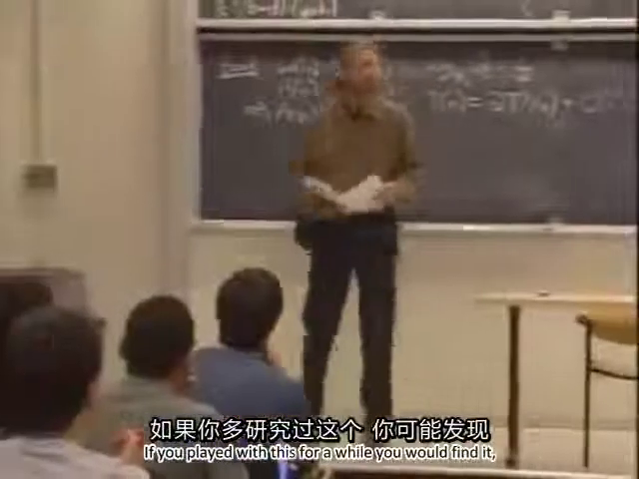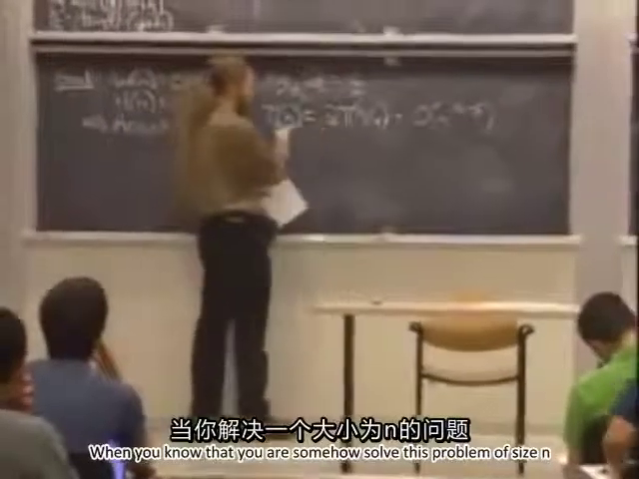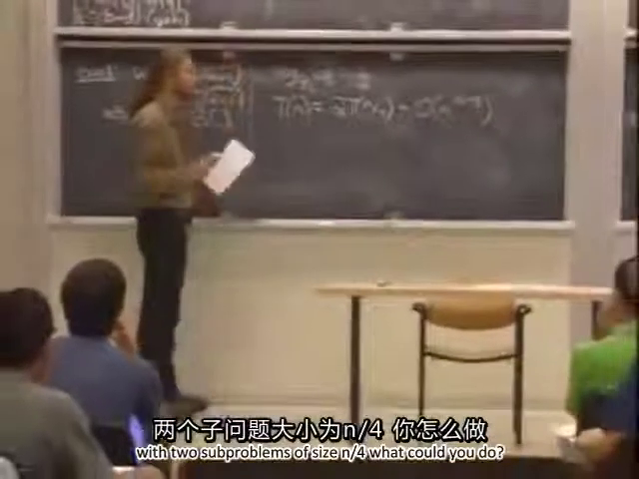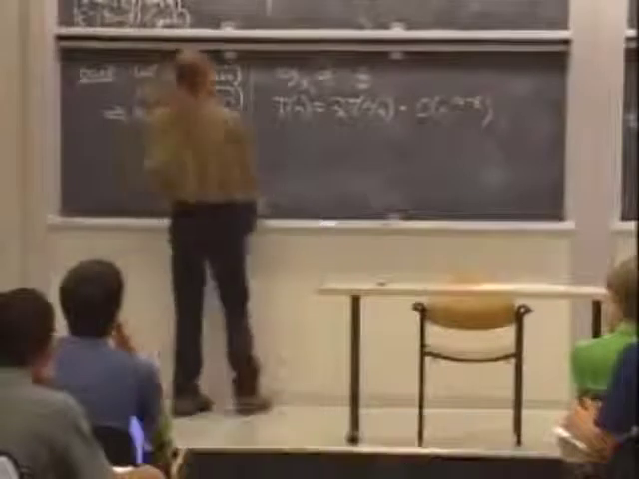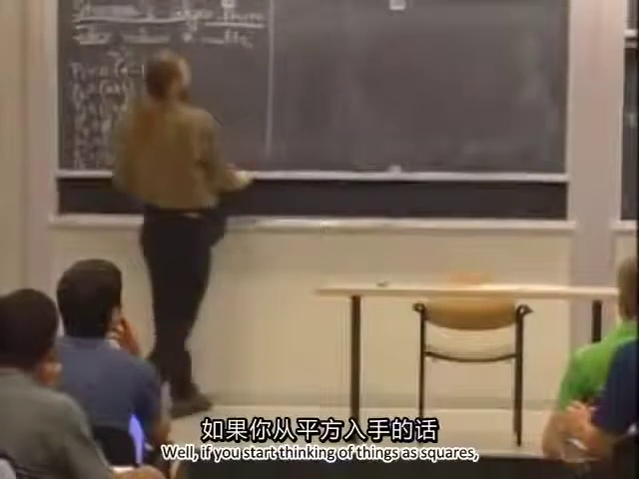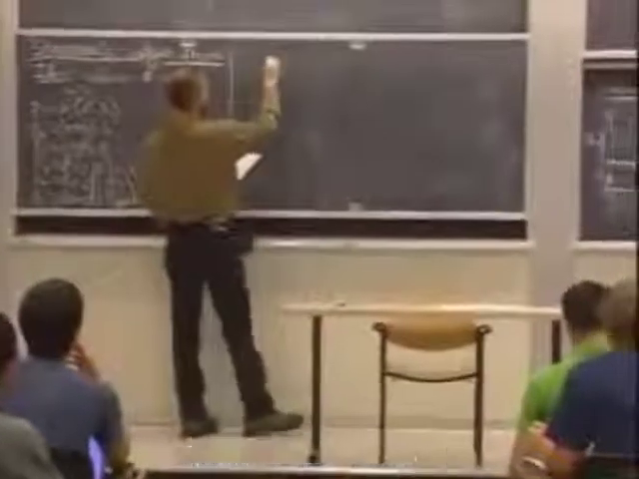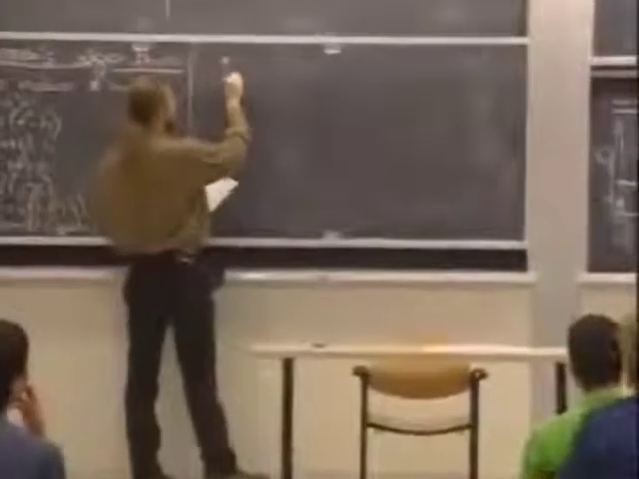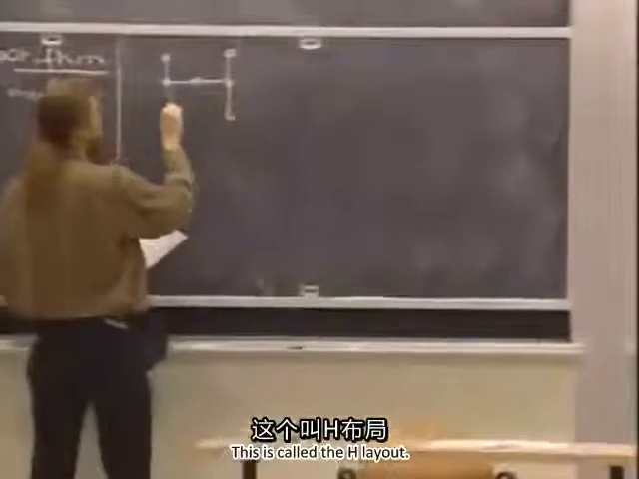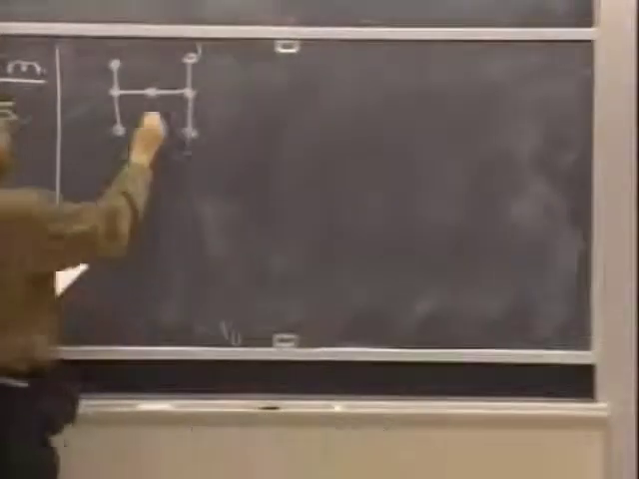If you played with this a while, you would find it, I think, at this point. When you know you're supposed to somehow solve this problem of size n with 2 subproblems of size n over 4, what could you do? Well, if you start thinking of things as squares, this is the natural thing that happens. This is called the H layout. You can imagine why.